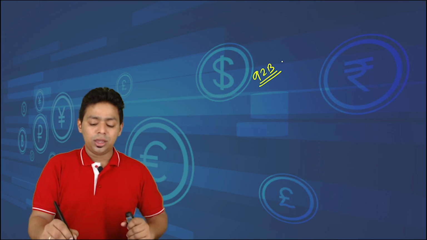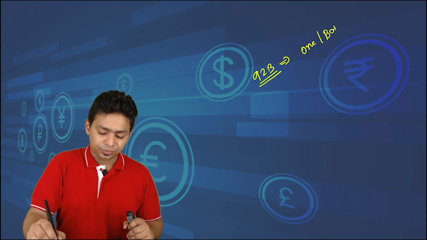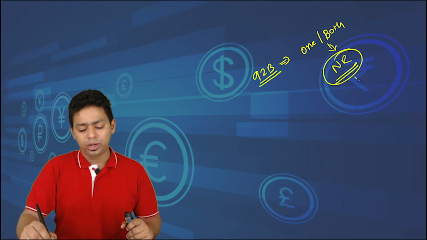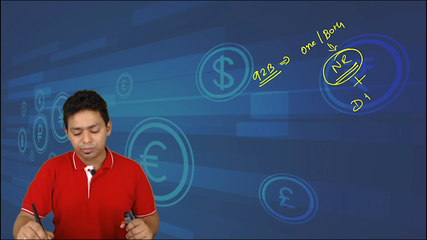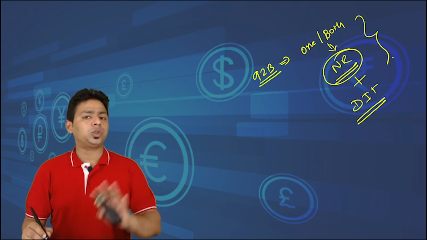Don't waste your time. Ultimately, what you should remember about section 92B is, sir, either one or both of them should be non-resident. Most important. Along with this, you should know what is the deemed international transaction. So these two things you are supposed to remember.